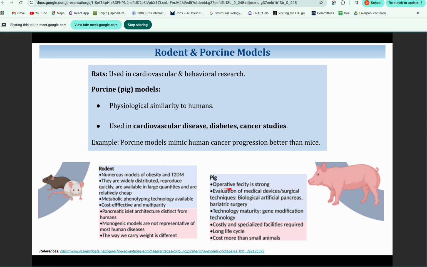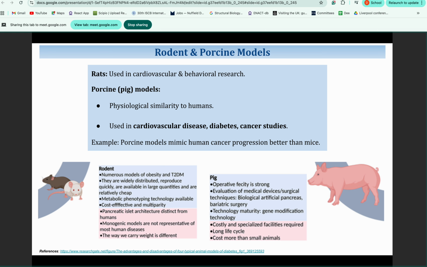Similarly with pigs, their operative capacity is strong. Evaluation of medical devices, surgical techniques, biological artificial pancreas, bariatric surgery, all these things can be performed on pigs first. We can study these surgical instruments and techniques on pigs, and then see whether they are safe enough to be performed on humans or not. So those evaluations can be done. Technology maturity: gene modification technologies can be studied in them, and then we'll see how it performs.